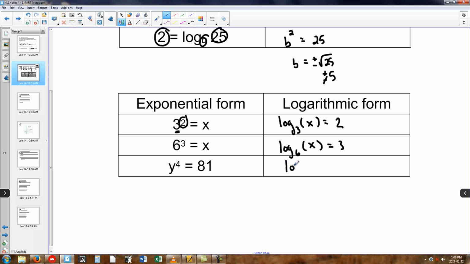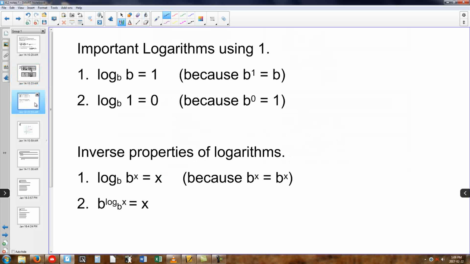And then this last one, log base y, must equal 4. And what's the something? It'd be 81. So we can see this interchangeable nature between exponential and logarithmic form. It's like translating from English to Spanish. We have to be able to go back and forth and use both.